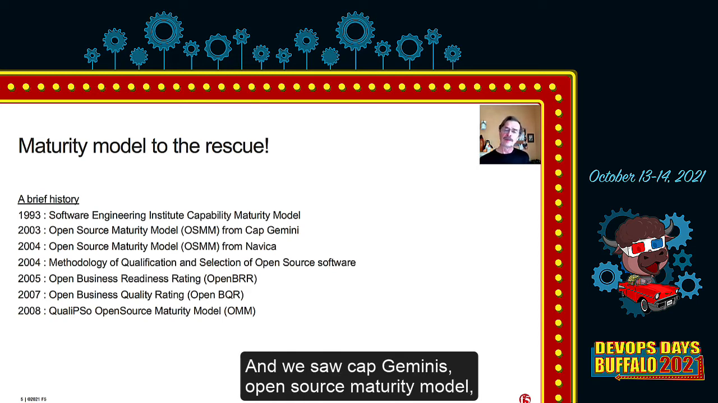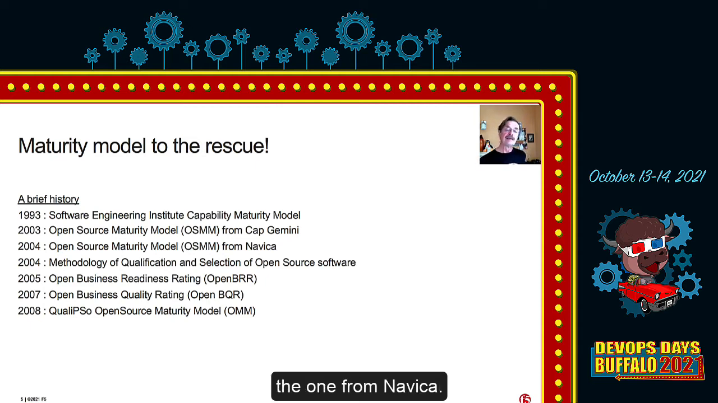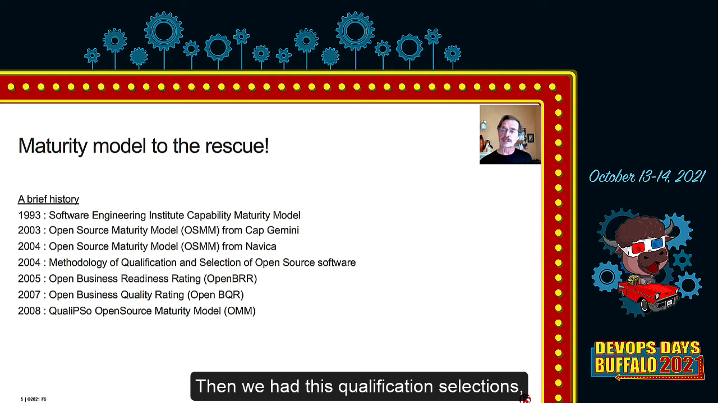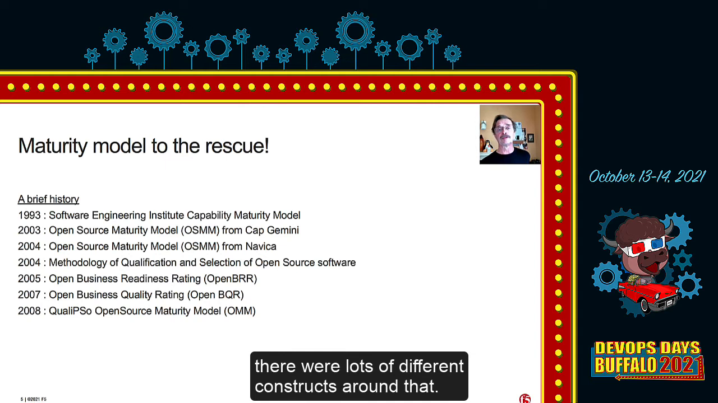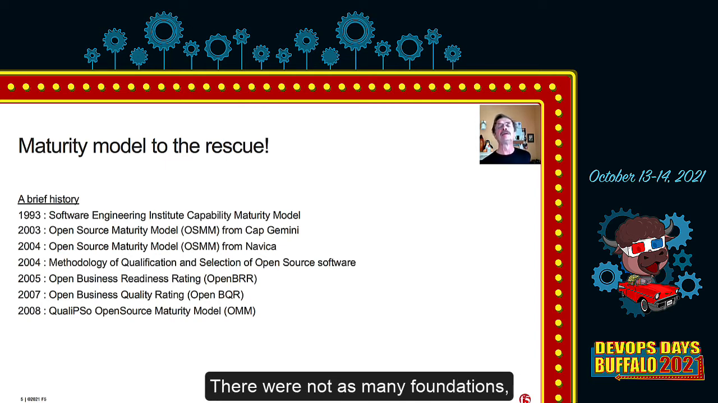And we saw Capgemini's open source maturity model, the one for Navica. Then we had this qualification selections, a broader brushstroke, all the way down. You can read them yourselves here. The problem is that at that point in time for these maturity models, there were lots of different constructs around that. There were not as many foundations.